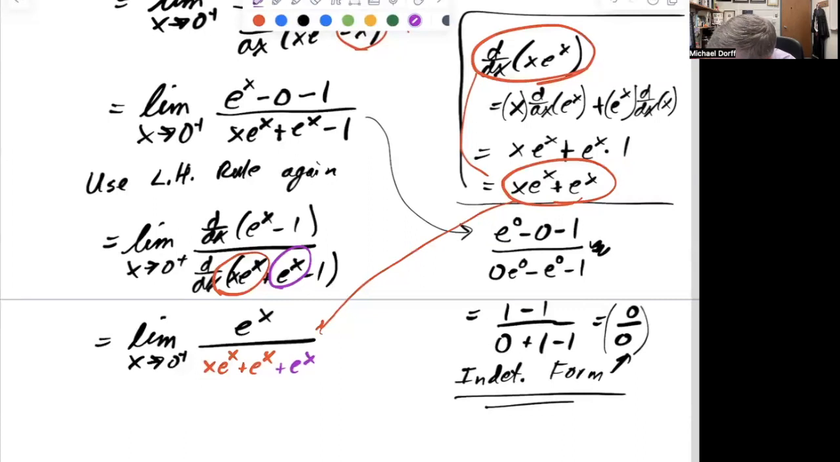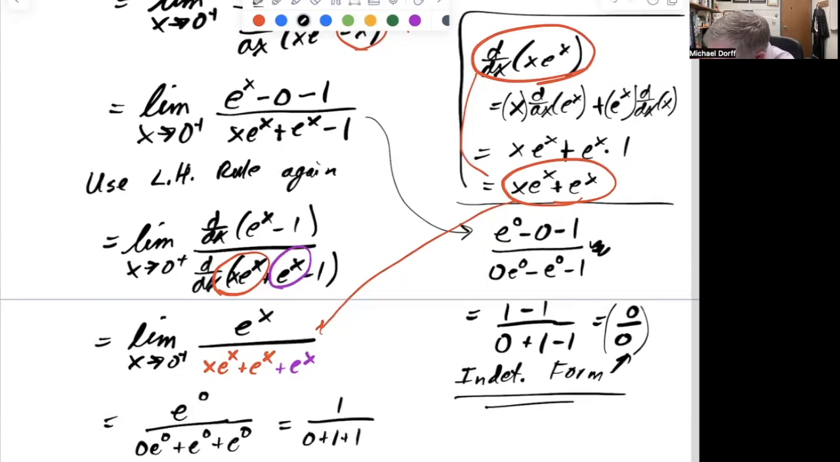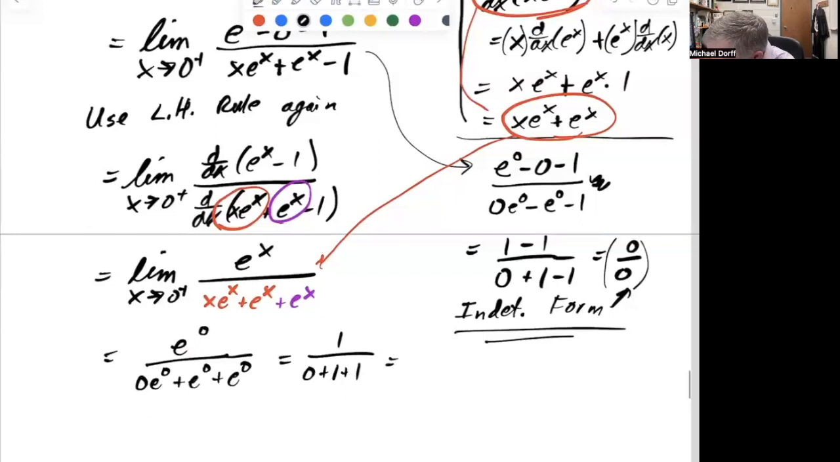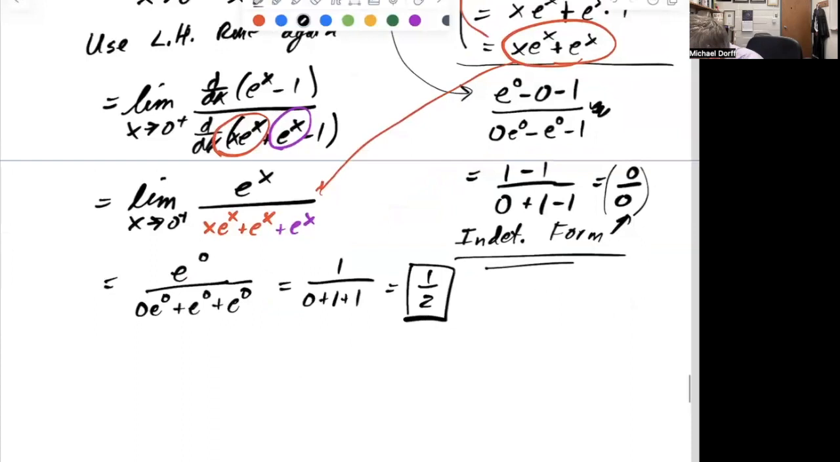Okay, so then we do direct substitution. I'm going to have e to the 0 over 0 e to the 0 plus e to the 0 plus e to the 0. And that's going to be 1 over 0 plus 1 plus 1, which is 1/2. And that's my answer there.